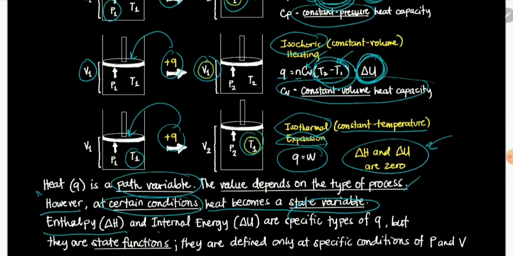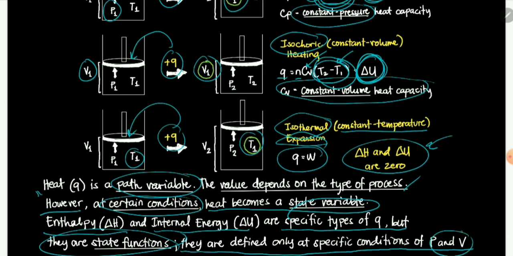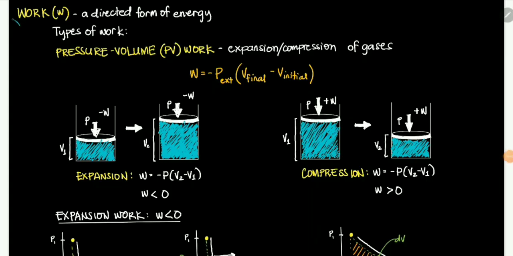So enthalpy and internal energy are specific types of Q, but they are state functions. They are defined only at specific conditions of P and V. So again, okay, Q is a path function, but yung delta H and delta U nyo ay state functions. So yung delta U and delta H are manifestations of Q, pero they are state functions. Okay? So now let's proceed to the definition of work.